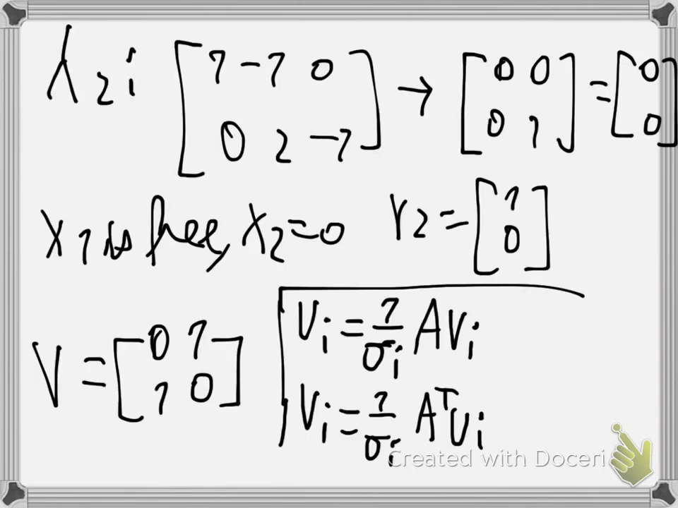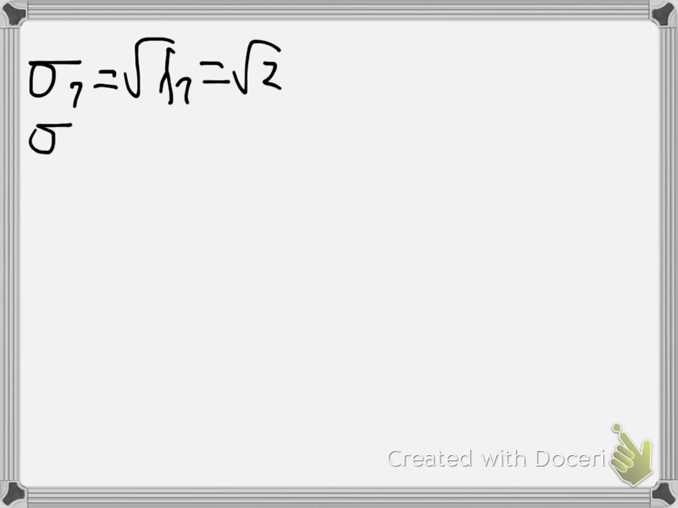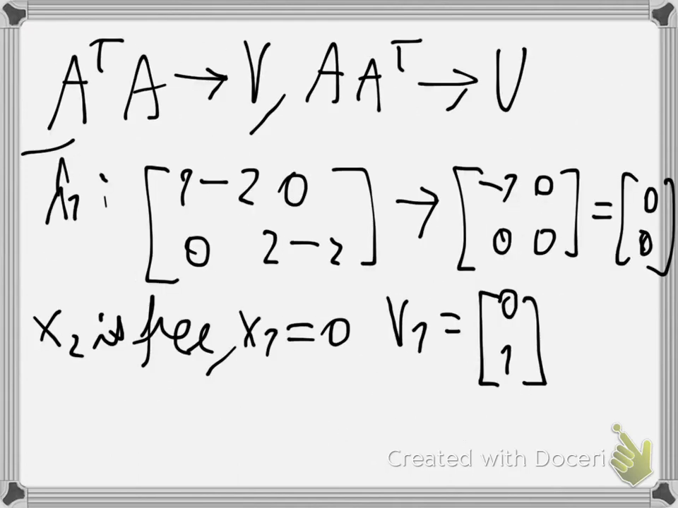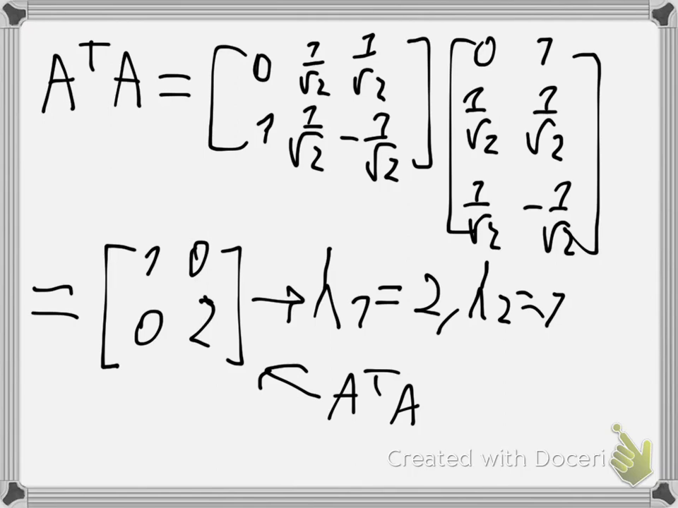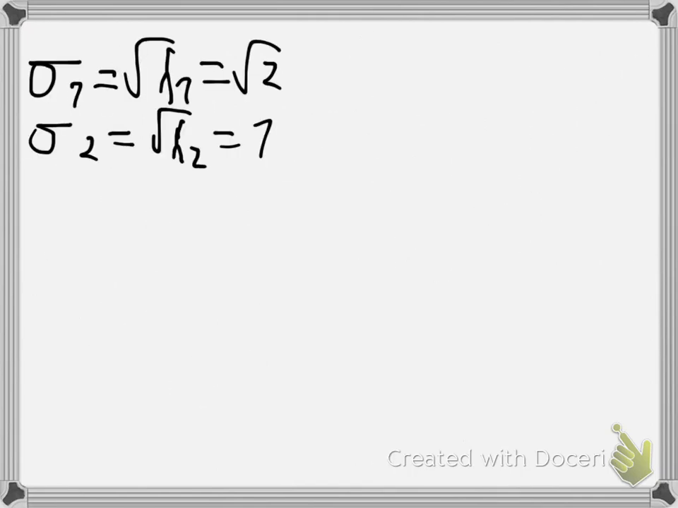So our singular value sigma 1 is the square root of the first eigenvalue, so it will be the square root of 2, and sigma 2 is the square root of lambda 2, so it will be 1. Okay.